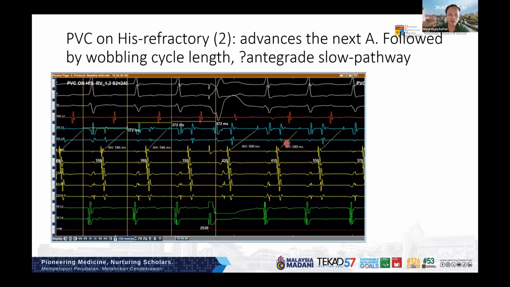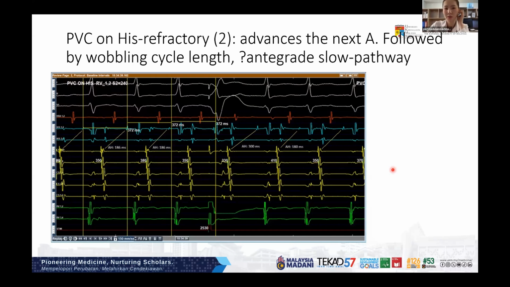So for me, the VA remains the same, just the AH differs for this patient. The AH component actually makes the cycle length variable. So from this finding, I deduce that it's actually an AVRT, but with a dual node physiology with jump phenomenon in this case.